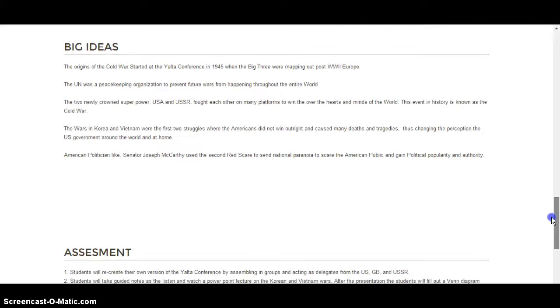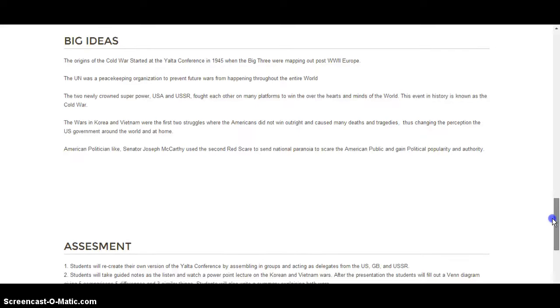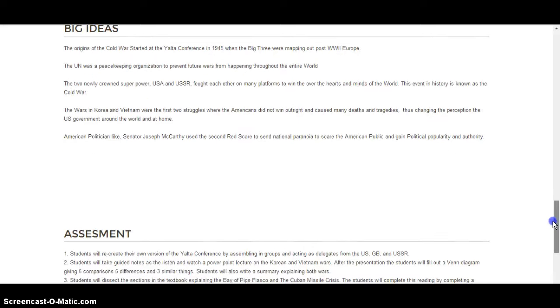And some big ideas. Origins of the Cold War started at the Yalta Conference in 1945 when the big three were mapping out post World War II Europe. So new countries being added, negotiations, promises being made that were broken.